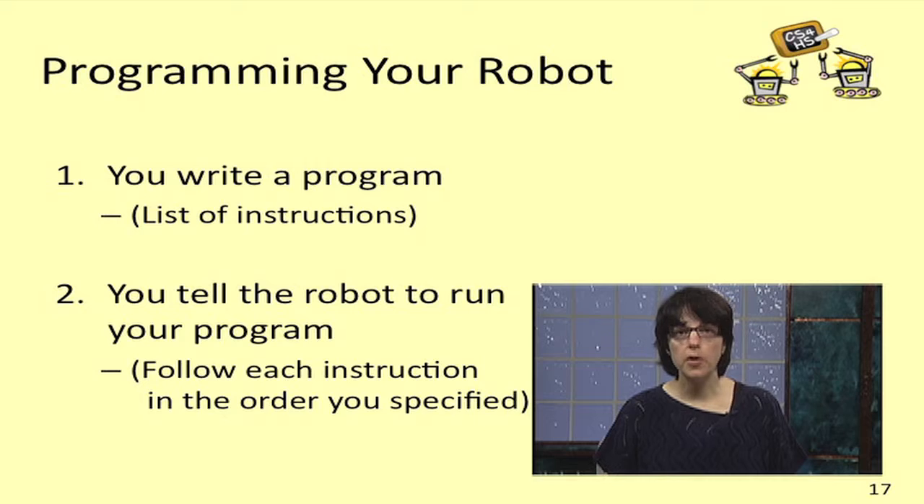As I said before, a program is really just a list of instructions telling the robot what to do, kind of like a recipe is a list of instructions telling you what to do. So the actual programming of your robot is really a two-step process. First, you write your program, that is the list of instructions for your robot to follow. Then you tell your robot to run your program, and the robot will follow the instructions in the order that you specified. Before we get to programming your robot, we're going to begin by writing a recipe, specifically a recipe for making a peanut butter and jelly sandwich.